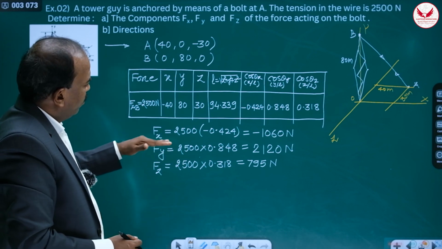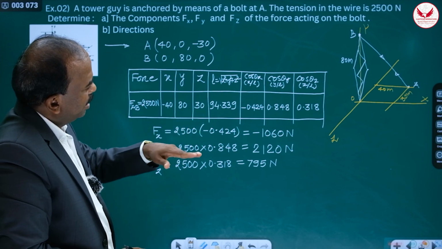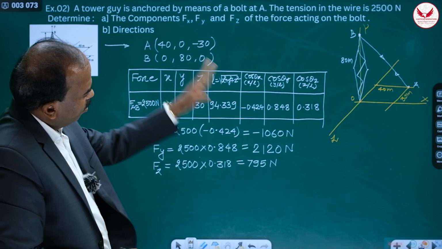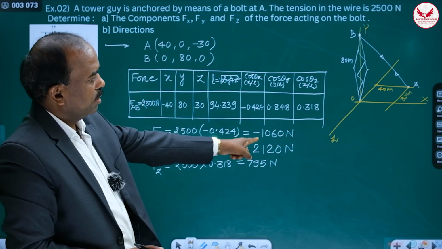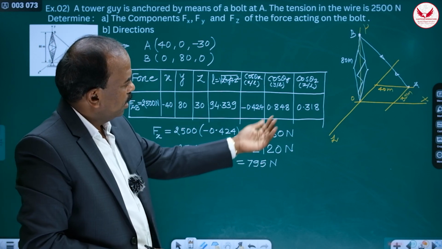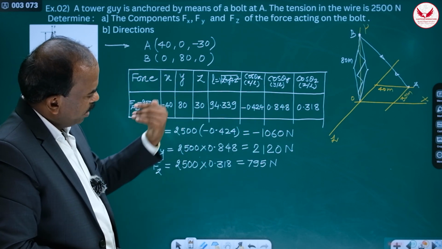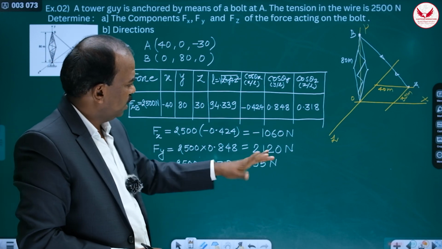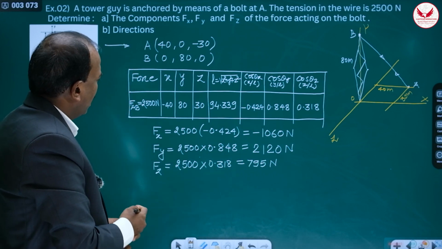So again here also you will understand. Whatever tension is there, it is towards negative of x, so negative answer. It is in positive y direction, Y is positive. And that cable is towards positive z, it is also positive. Means like this, whatever we are doing, that is also correct.